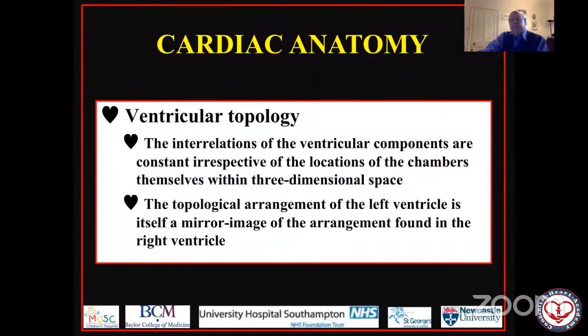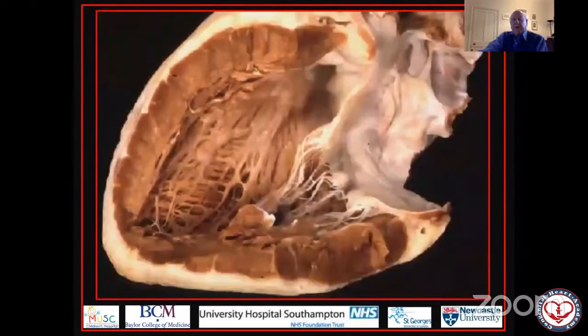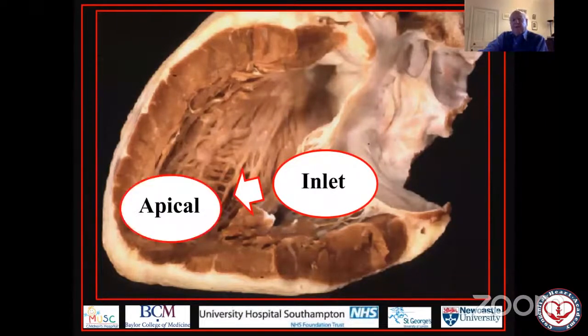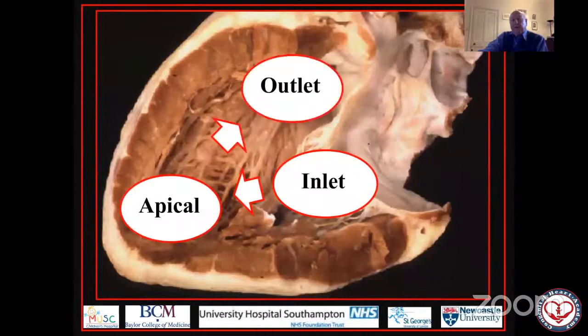And you will also appreciate that in the normal heart, the left ventricle itself will be a mirror image of the right ventricle. But by convention, we determine topology by looking at the morphologically right ventricle. But if we wanted to, we could look at this left ventricle. And you see now the inlet is seen to our right hand, it moves towards our left hand to give the apical part, and then superiorly to the outlet. We could use the left ventricle, but by convention, we use the right ventricle.